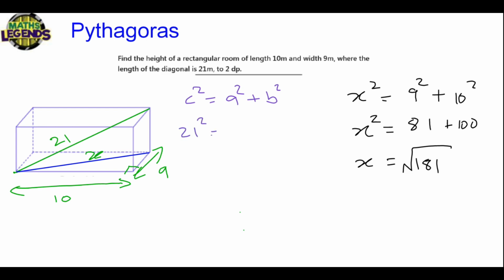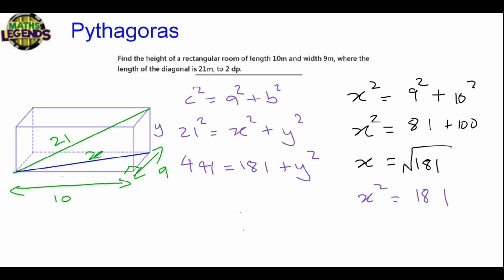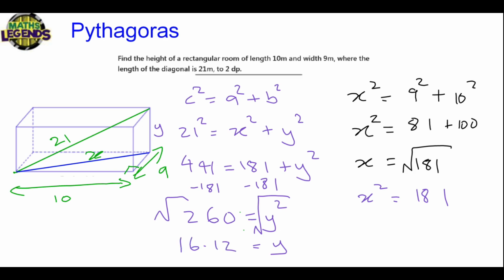21 squared is equal to x squared plus what we don't know, let's just call it b as well, so b squared. So let's call that y, so say y squared. Now we know that x squared is equal to 181 from here, so we can say 21 squared is 441 equals 181 plus y squared. Then we take away 181 from both sides, we're left with 260 equal to y squared, and then we square root both sides, so we're left with y equals the square root of 260, which is equal to 16.12 to 2 decimal places, as required in the question.